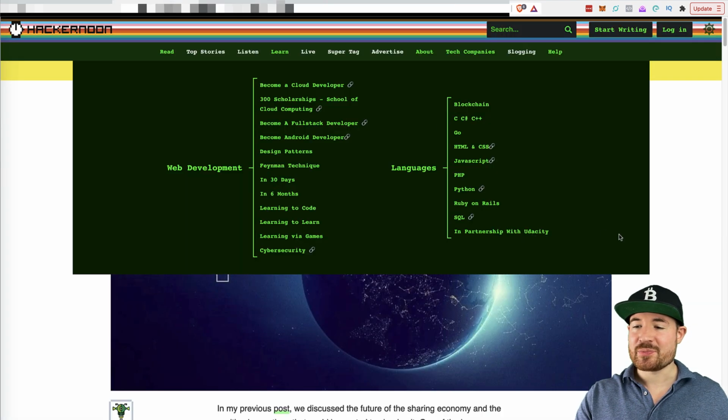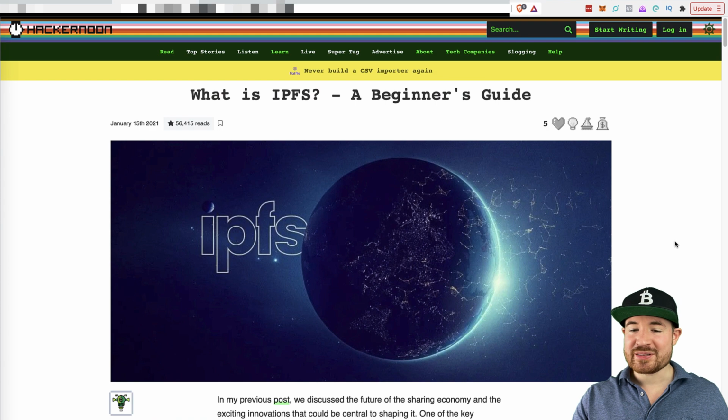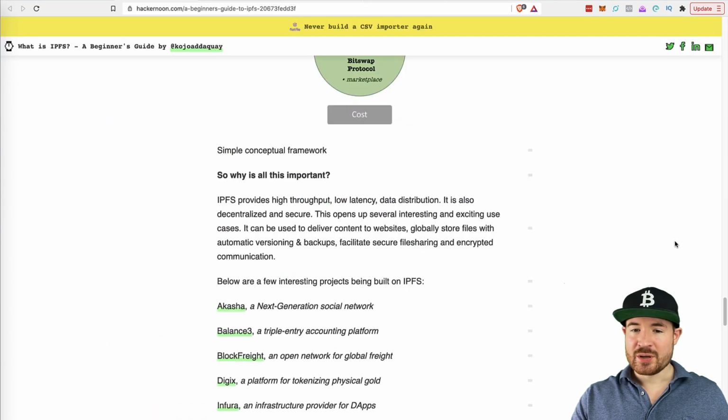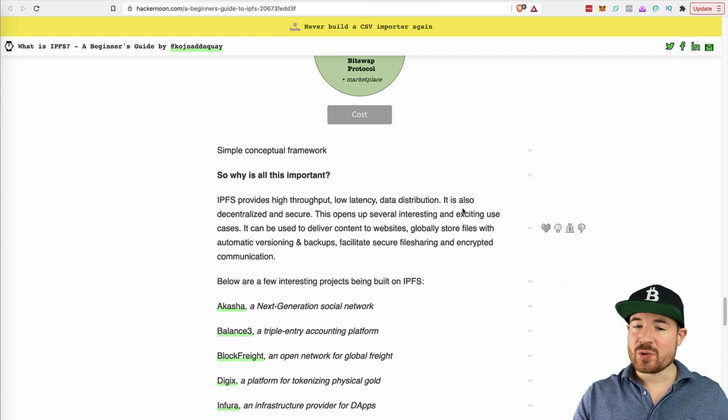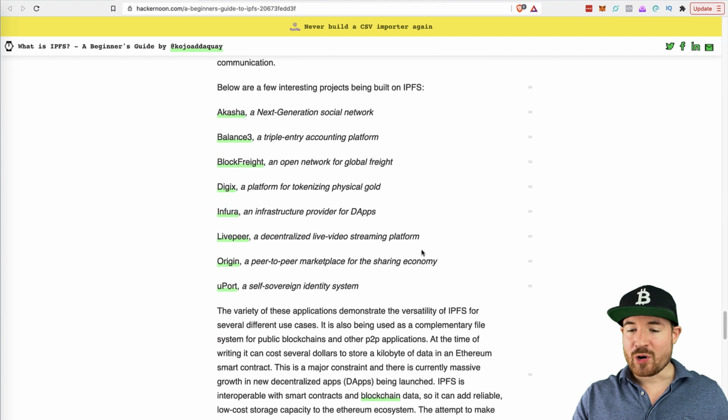So I'll add links to this below and you can go and read this. But basically, what is IPFS? So basically a summary here, IPFS provides high throughput, low latency data distribution. It is also decentralized and secure. This opens up several interesting and exciting use cases. It can be used to deliver content to websites, globally store files with automatic versioning and backups, facilitate secure file sharing and encrypted communications. And this is an open source project.